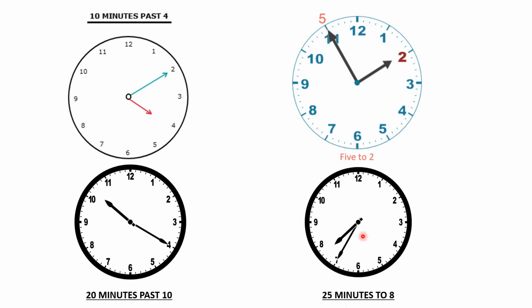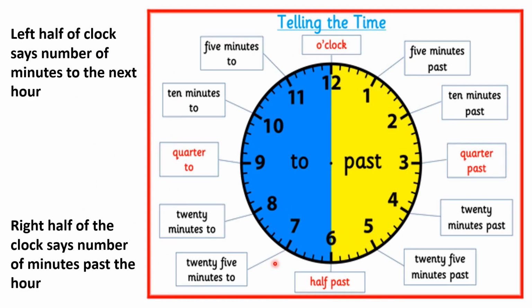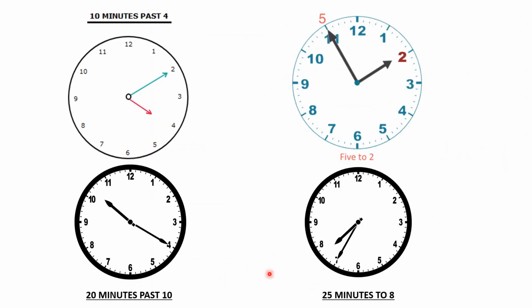And in this figure we can see the minute hand is at 7 and the shorter one is a little bit after 7. For 7 it is 25 minutes to. So here it is 25 minutes to 8. Whenever you say to, you have to take the next number. Whereas whenever you say past, you have to take the number on which the hour hand is.